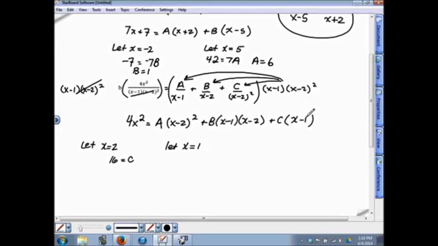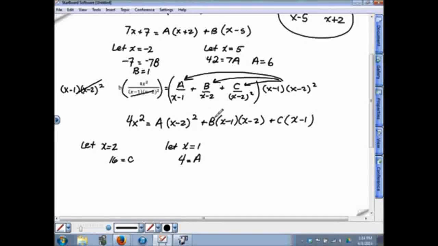If you take a look right here, 1 minus 1 is 0, so the c term disappears. And then over here for b, 1 minus 1 is 0. 0 times b times x minus 2 disappears to 0. So over here on the left side, if x equals 1, 1 squared is 1 times 4 is 4. And then over here, 1 minus 2 is negative 1, but negative 1 squared is 1. 1 times a is a. So a equals 4.